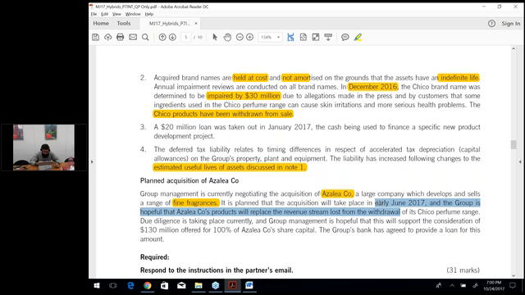Due diligence is taking place currently, and the group's management is hopeful that this will support the consideration of 130 million offered for 100% of AAA's share capital. The group's bank has agreed to provide a loan for this amount. Now, we are preparing financial statements for 31st May 2017.